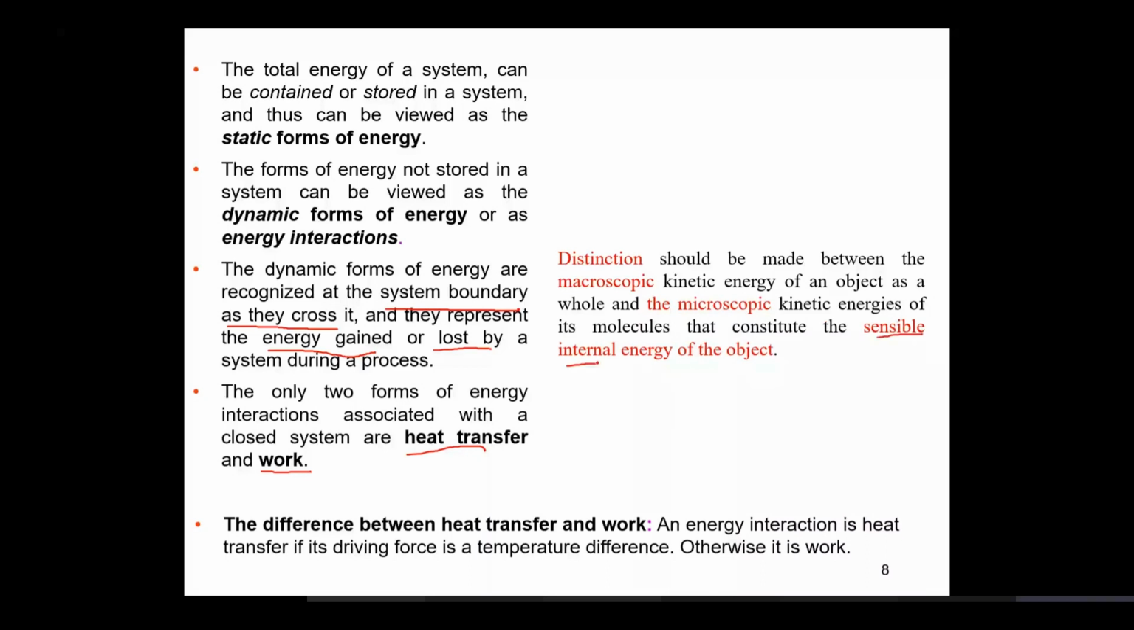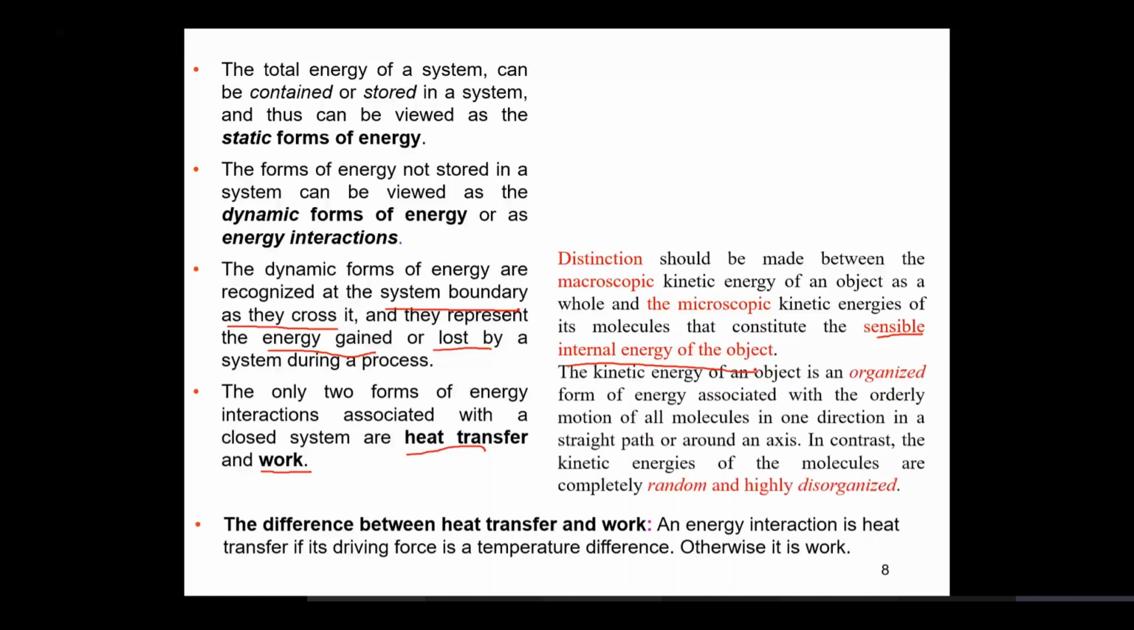And how do you differentiate between the two? You say that the kinetic energy of an object, if it is organized and there is orderly motion of molecules in one direction or around an axis, this is basically the macroscopic part of energy or macroscopic kinetic energy. The random and highly disorganized motion of molecules that makes up the kinetic energy is basically the microscopic kinetic energy. And we are normally interested in the organized form of kinetic energy.